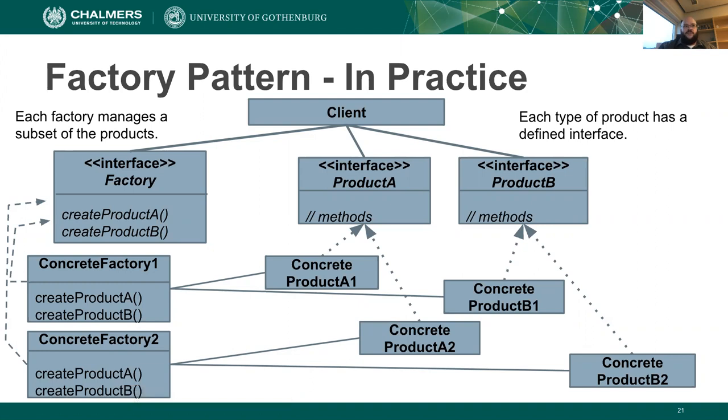A factory interface defines the creation methods for each product type. Right? So a factory is going to describe, in this case, if we have two products, A and B, pizza and sandwiches, methods we call to create a pizza and create a sandwich, right? Each concrete factory is responsible for creating certain subsets of the concrete products and then links to the products it creates. Other factories handle other subsets of the products. Does that make sense? Are there any questions on that so far?